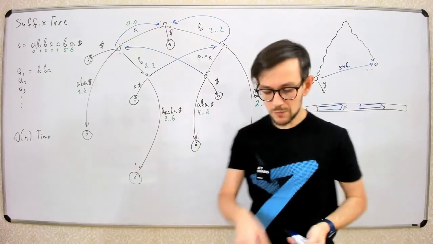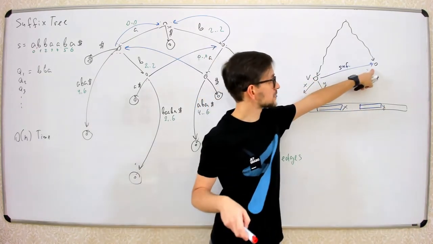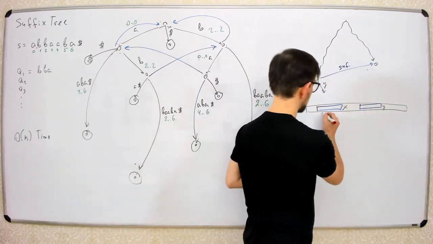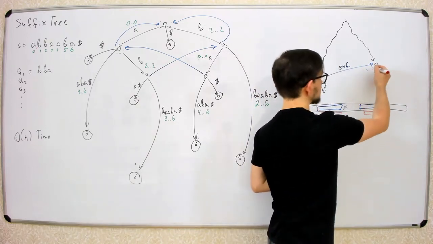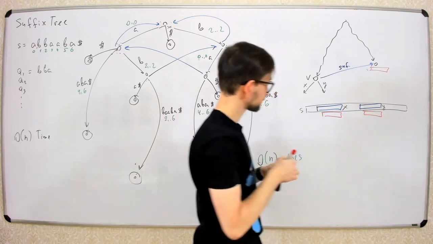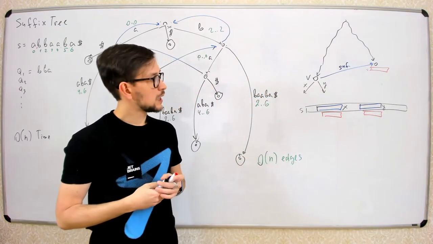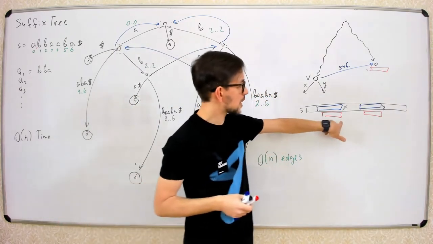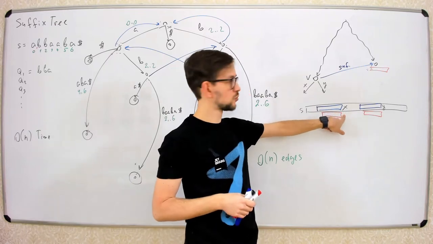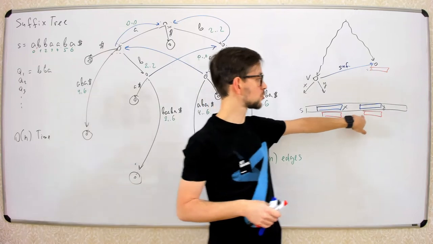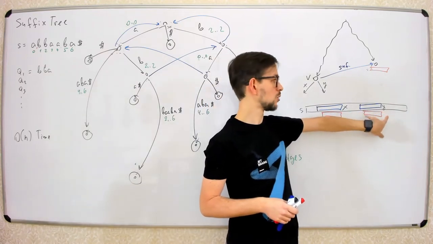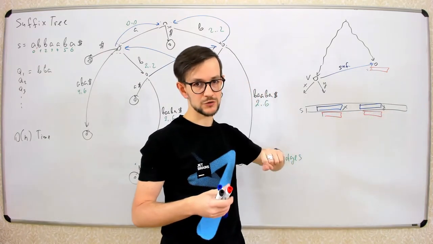But now, what about this suffix link? This suffix link is actually just this string which is one character shorter. So this is a substring. This is a suffix link. Notice that if you add this character X to this shorter string, you will have some substring of string S. And also if you add this character Y, you will have some substring of string S.